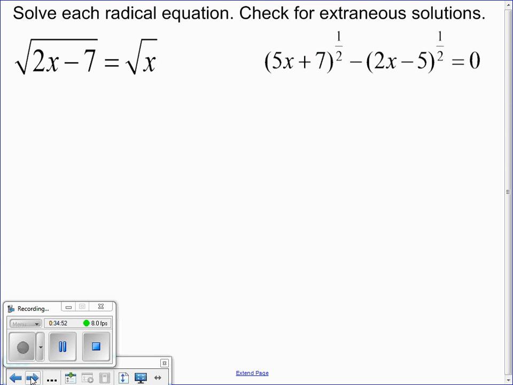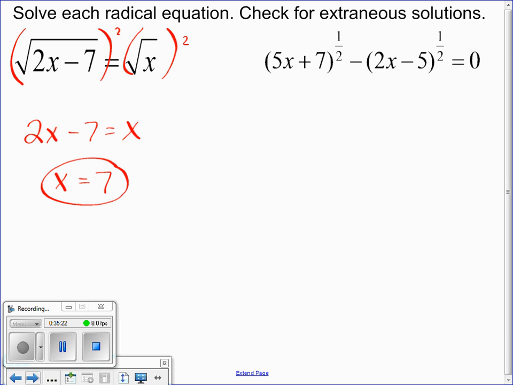What happens when there's a radical on both sides? You can square both sides. Guys, focus. Square both sides. So what do we get? 2x minus 7 equals x. So x equals 7.